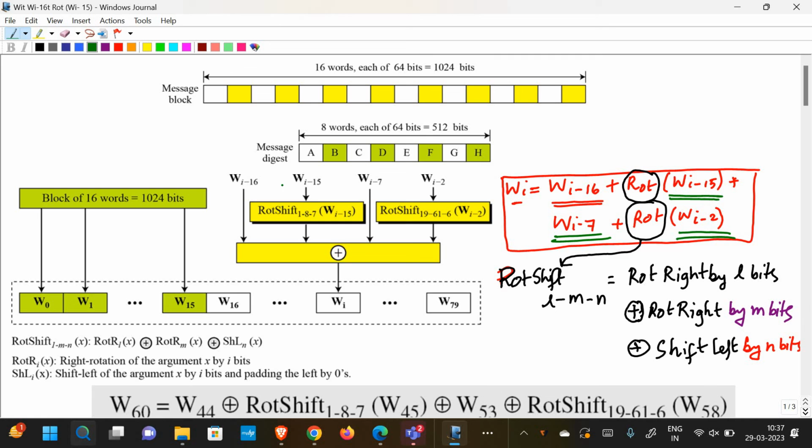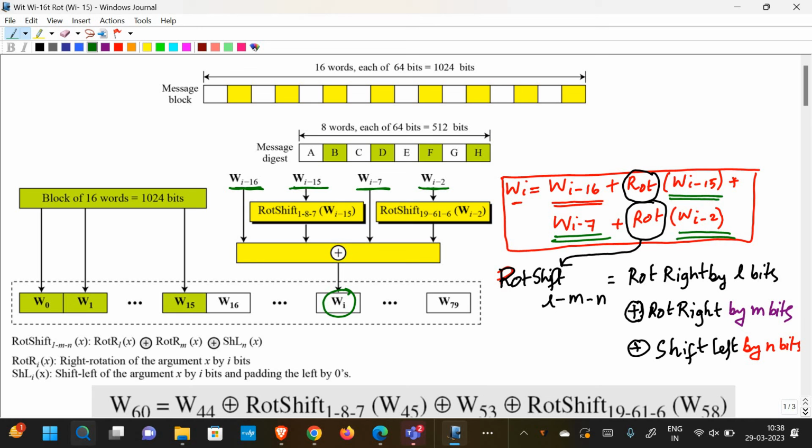This is very much evident from here itself. You can see WI minus 16 is over here. WI minus 15 is over here, which goes to some kind of a rot operation. And WI minus 7 comes straight over here. WI minus 2 comes in through something called a rot function to this. And finally, we are giving an XOR over here. So all this is getting XORed and we are generating WI. This is the key expansion formula. Just like we had it for AES, this is just a different case.